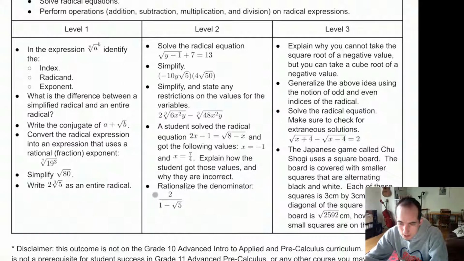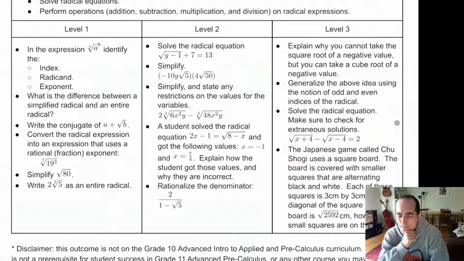Rationalize this denominator. That's a more straightforward question, but it's like applying a definition. And then these are more challenging questions. I like the first two here especially. Explain why you cannot take the square root of a negative value, but you can take the cube root of a negative value. And then I want you to generalize the above idea using the notion of odd and even indices of the radical. And then here's another solving question, and then here's a word problem.